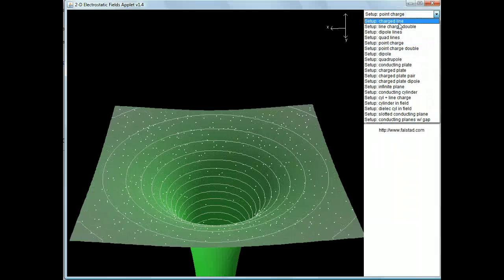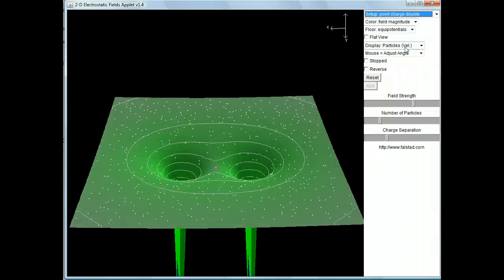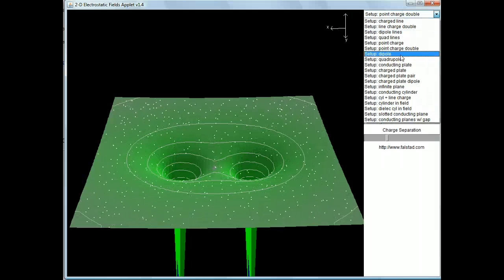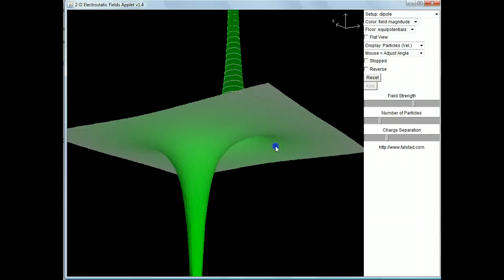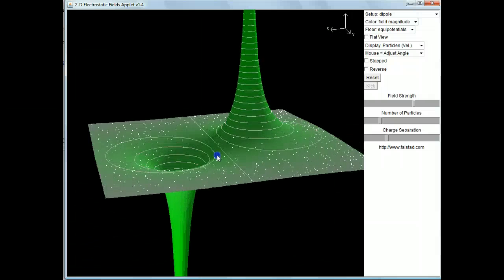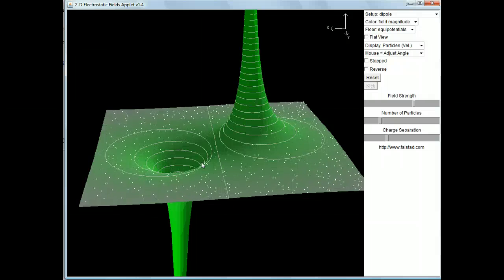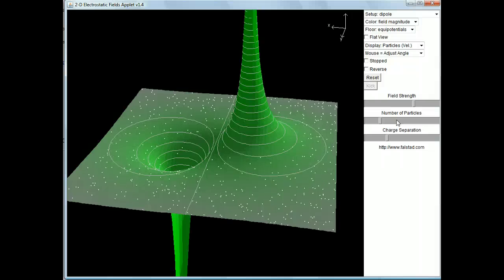And I'm going to hopefully be able to show you a little bit. Oops. Don't want that right now. Actually want a dipole. Here we go. So now we have a positive charge and a negative charge. This is the positive charge, this is the negative charge, and this is actually too steep in here for us to really even see what's going on.